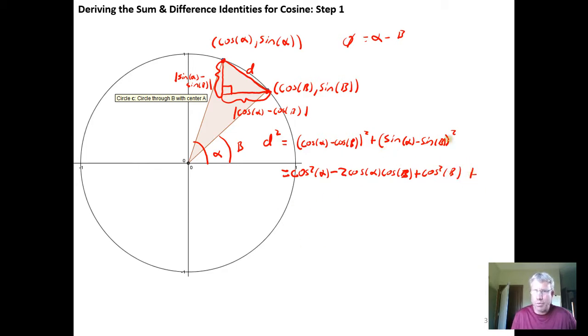Plus, then we could square this out, which would give us sine alpha times sine alpha is sine alpha squared, minus sine alpha times sine beta 2 times. We get the middle terms twice, so minus 2 times sine alpha sine beta, and we get minus sine beta times minus sine beta is plus sine squared of beta.